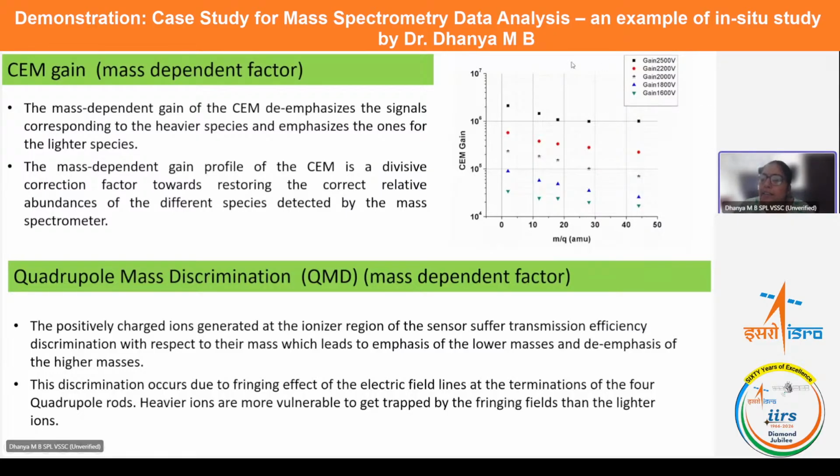You can see that for any given bias voltage, the gain is more for the lighter masses compared to the heavier masses. So this mass dependent gain we have to correct. That is one step. Another step is the quadrupole mass discrimination factor.